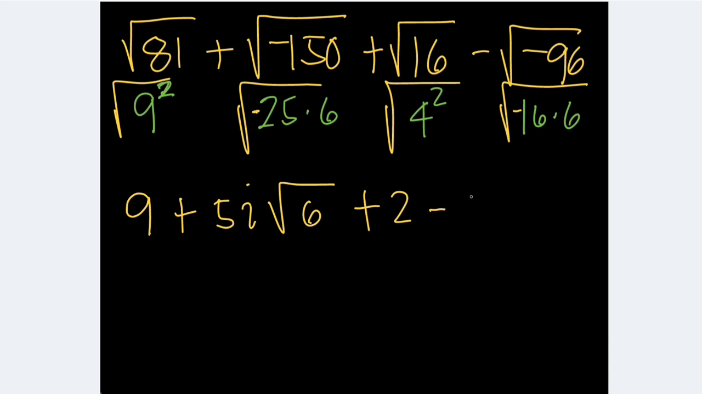Then minus 4i square root of 6 plus 4. Oh, here, yeah, because that is 16. I was distracted with the strong winds outside. So square root of 81 is 9.